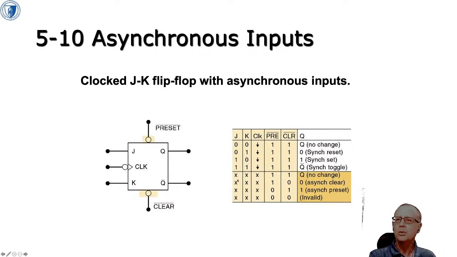So the two really interesting pieces is that when clear bar is 0 and preset bar is 1, then we have an asynchronous clear, and if it's vice versa, if preset bar is 0 and clear bar is 1, then we have an asynchronous set. Right? So it changes the output of Q to a 1.